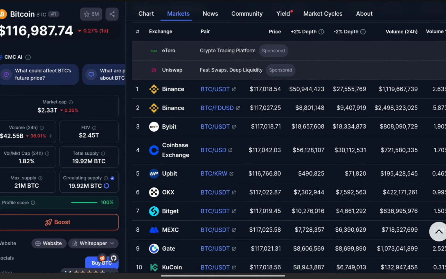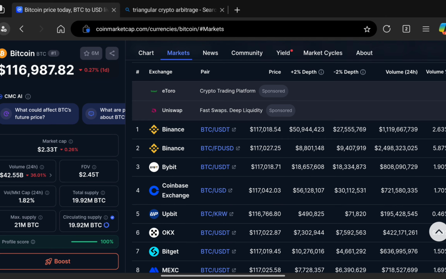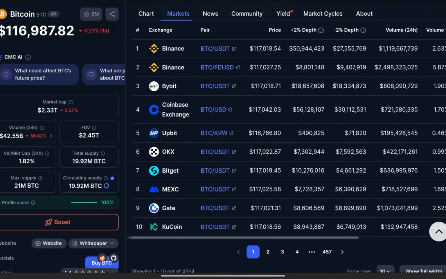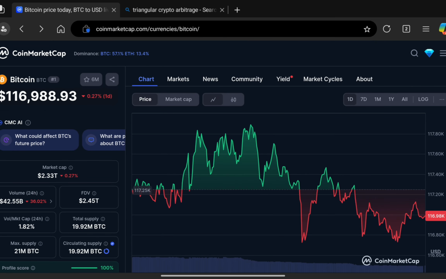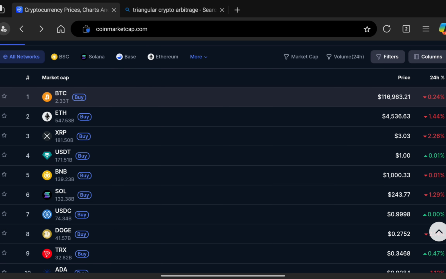So you can see that Binance is trading it, Bybit is trading it, Coinbase is trading it, OKX, BitGet, and others are trading it, okay? All of these I refer to as markets, but they are all exchanges. So we use this to easily locate them, and then we go ahead and take our triangular arbitrage trade, in this case, to be able to make money from it, okay?